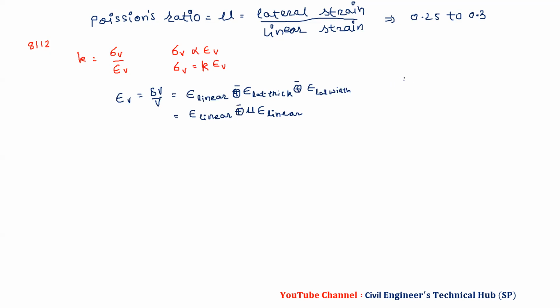Why is this minus? Because if I apply force along a length, then my length increases. At that time, my other dimensions are going to decrease, and therefore we get the strain as minus, and this also I will get as minus mu epsilon linear. If you take epsilon linear common, then I will get epsilon V is equal to epsilon linear in bracket 1 minus 2 mu. You may ask why these values are minus, so you have to explain from this. So this is your epsilon V, that is volumetric strain.